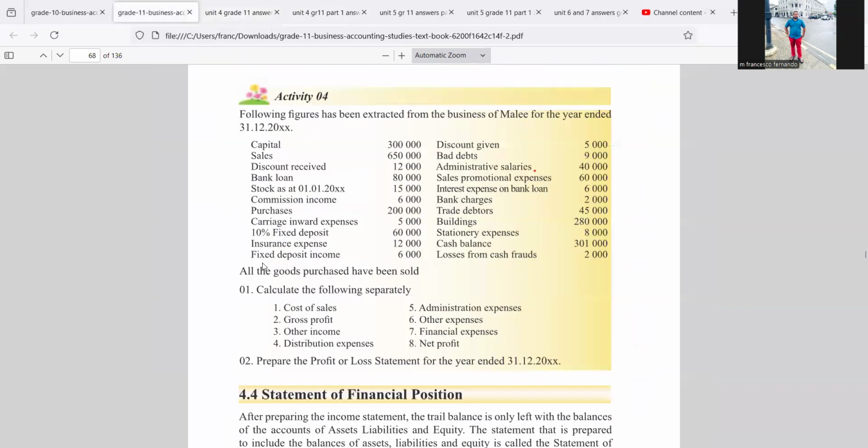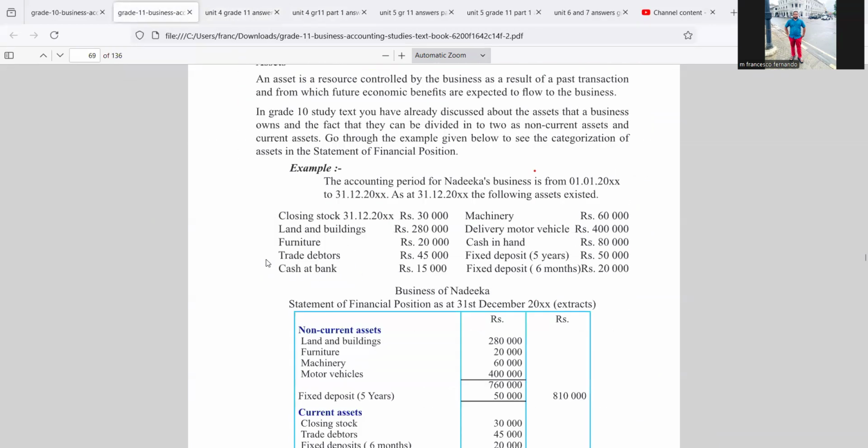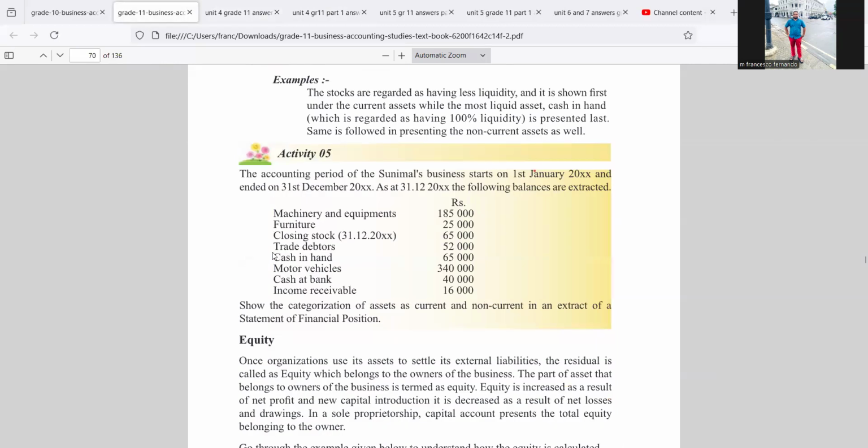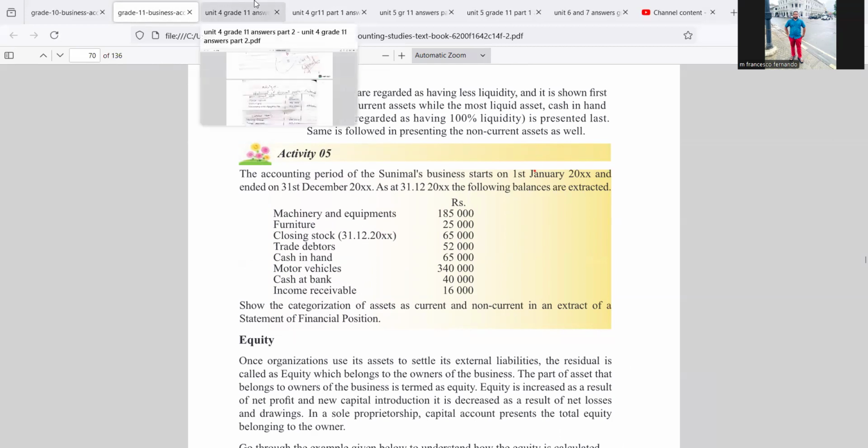Then if we take activity 5, they ask us to find the categorization of current and non-current assets. So that is very easy. Machinery and equipment is non-current, furniture is non-current, closing stock is current, trade debtors is current, cash in hand is current, motor vehicle is non-current, cash at bank is current, income receivable is current.